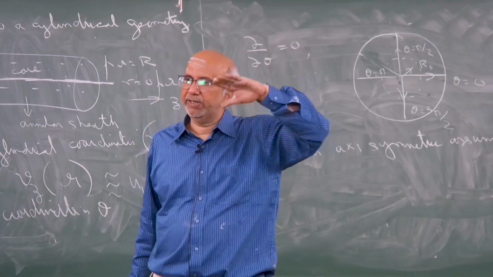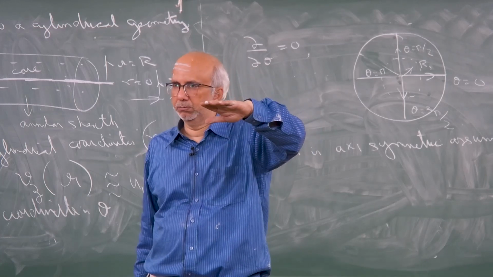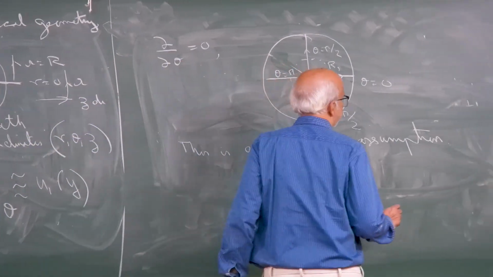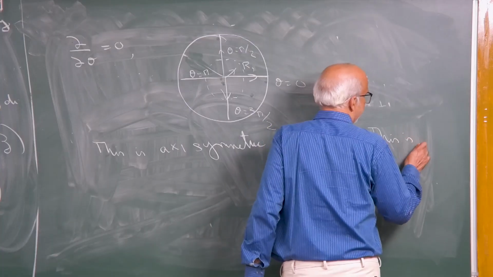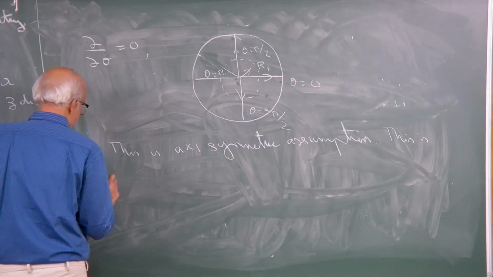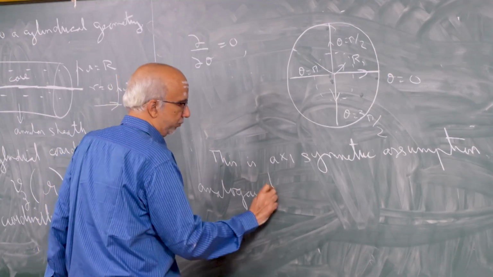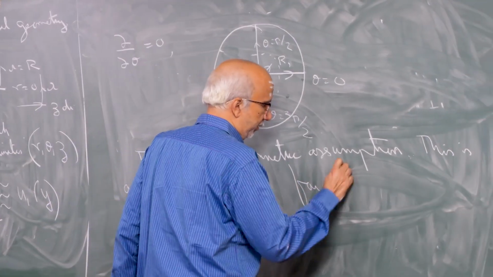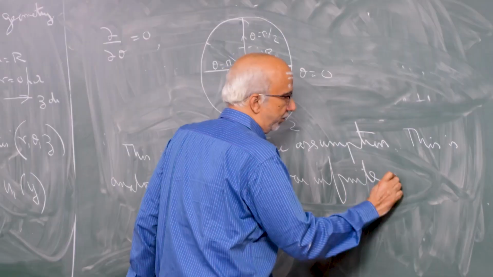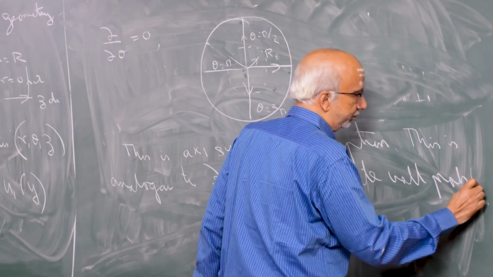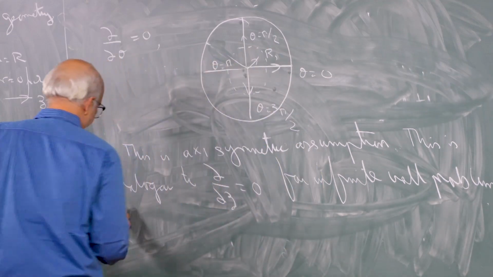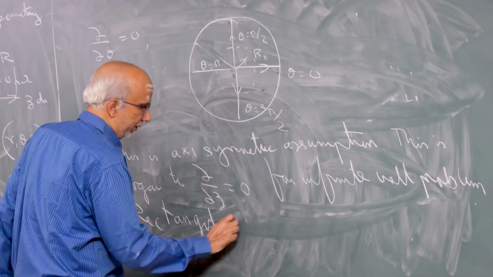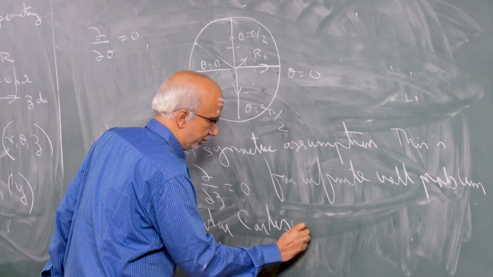In that case, the infinite wall assumption told you that d by dz was 0, that is the analogy of this. So, this assumption is analogous to the d by dz equal to 0 for the infinite wall problem in rectangular Cartesian coordinates.